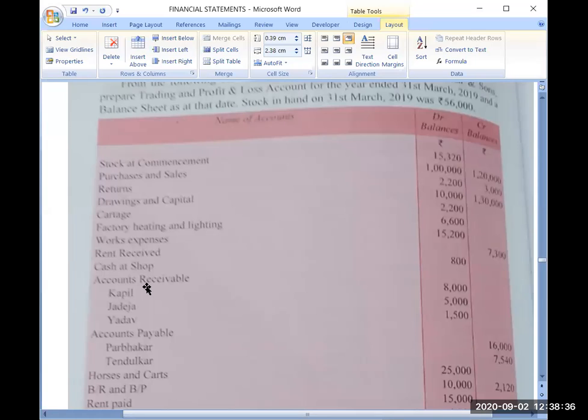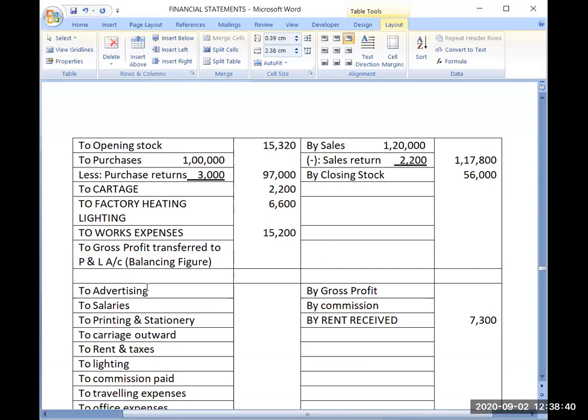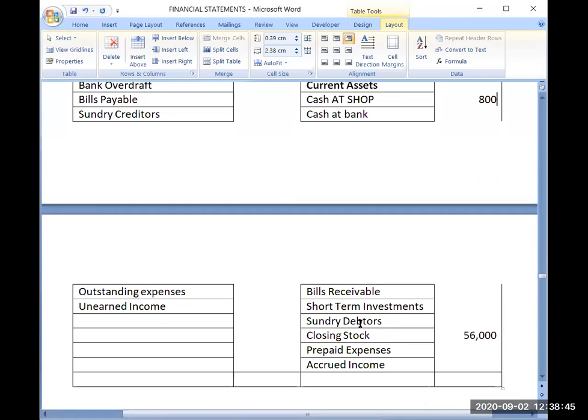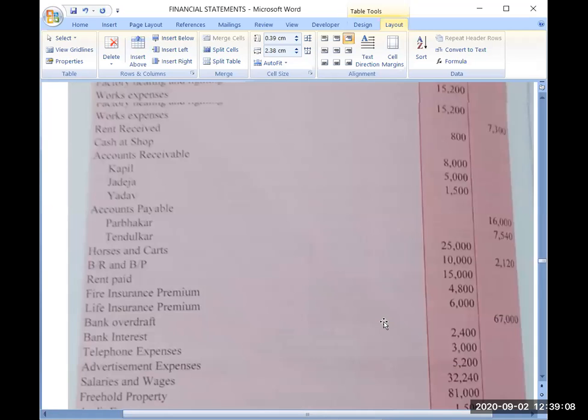Accounts receivable, now total it: 14,500. So it is sundry debtors. Instead of sundry debtors, I can write here accounts receivable, 14,500. You can give a working note by writing the names over there, that these are the accounts receivable given in the question.